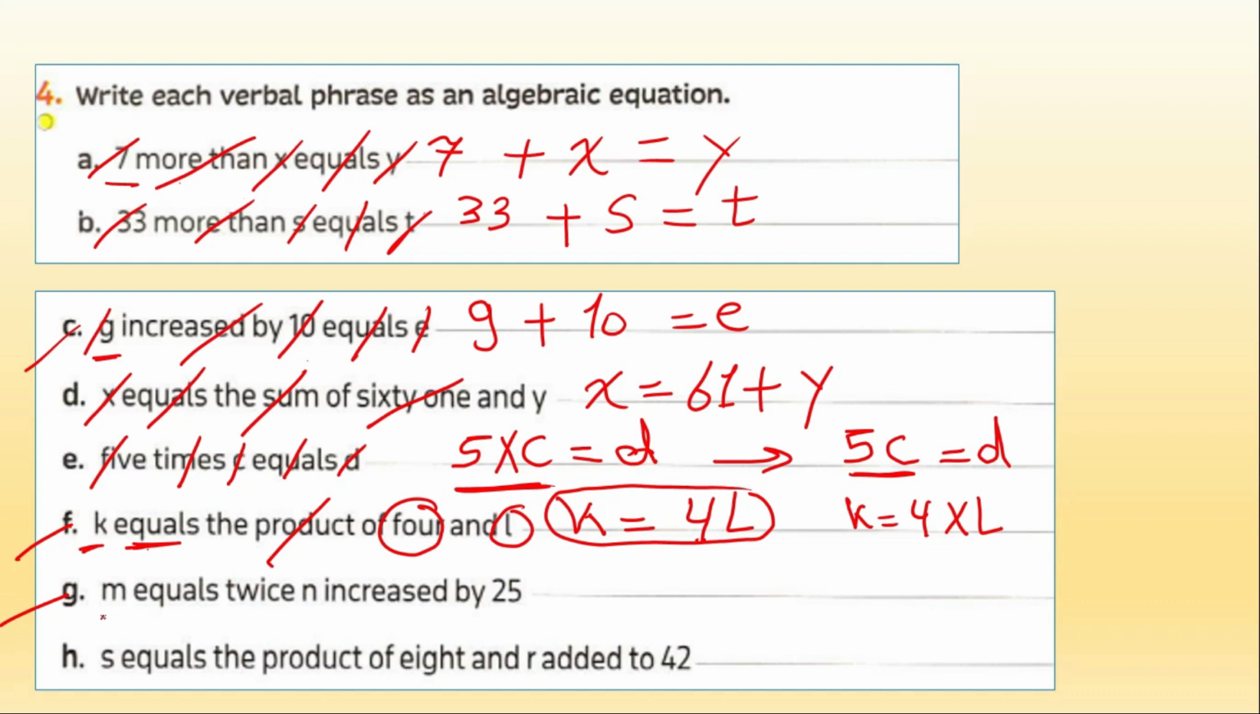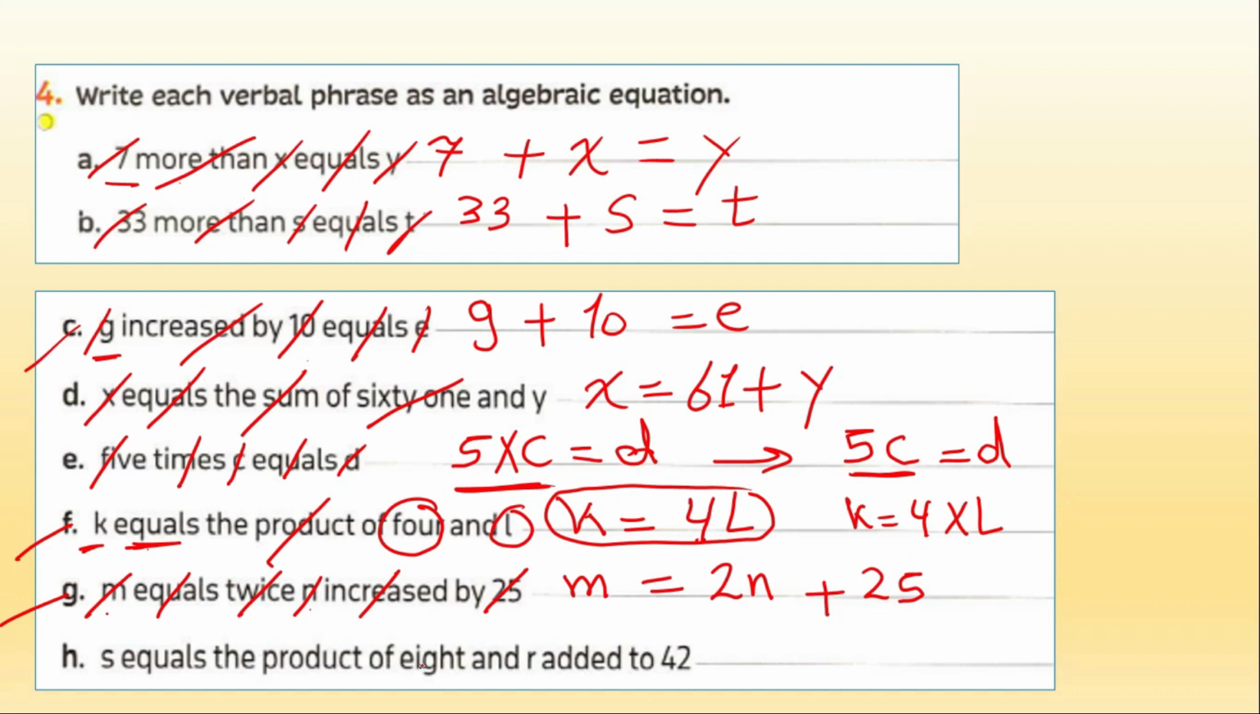g m equals twice n increased by 25. مش هنحلها كلها مرة واحدة هنمشي step by step. m equals اهو اول حاجة m equals تمام twice n يعني ايه يعني 2n increased يعني plus 25. مهما كانت طويلة لما تمشي معاها step by step هتعرف تكتبها صح.